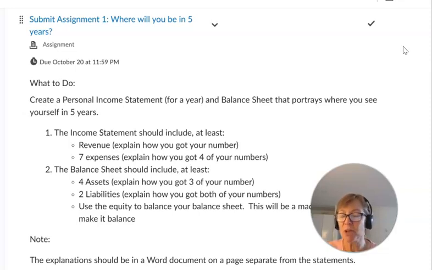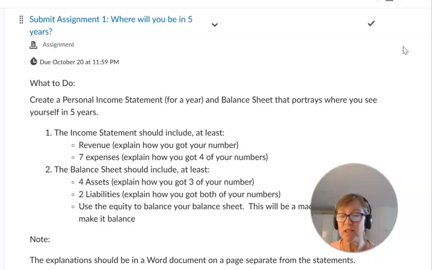So the revenue number. If you came up with $250,000, explain how you got the number. You landed an administrative assistant's job or executive assistant for a multi-million-dollar corporation, and because you're so efficient they're paying you $250,000. Okay, so it doesn't matter as long as you can explain it.